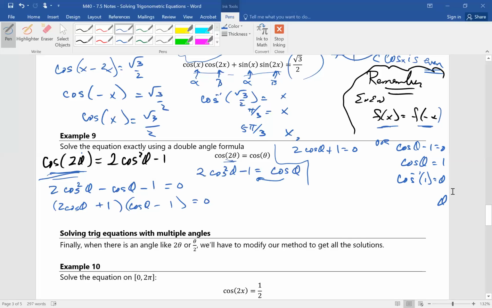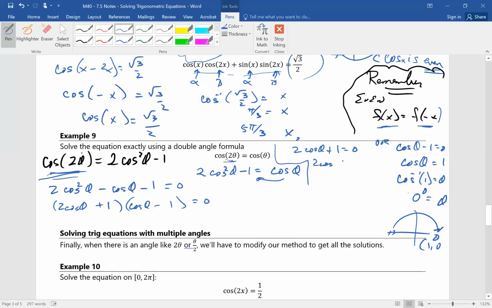So my choices for the range of cosine, remember, are from 0 to pi. Your answer here, if this is a positive 1, should just be 0. 0 radians or 0 degrees. That's right here. Remember, that's the point 1 comma 0 on the unit circle. Let's do the other one.